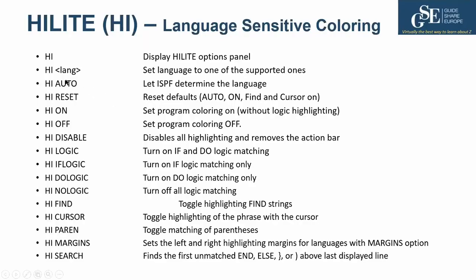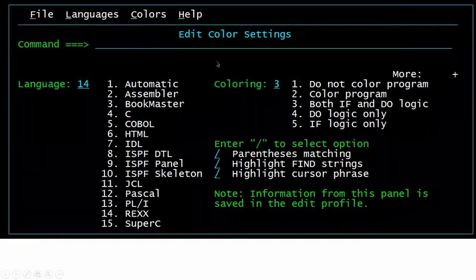The highlight command has many options as well. However, generally, you're just going to type hi and get to the edit color settings screen, which lets you define the language and what you want to color.